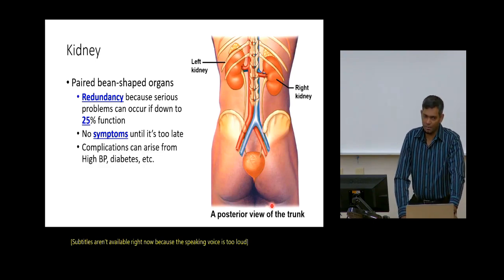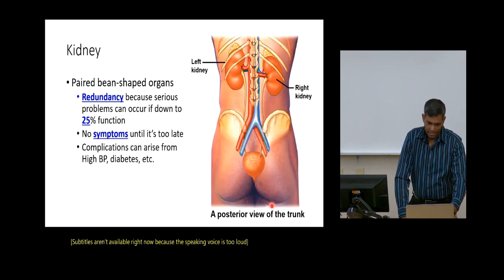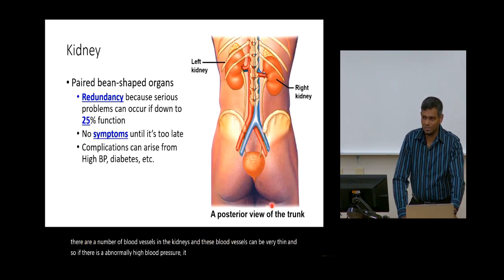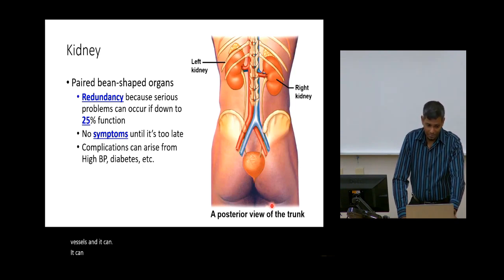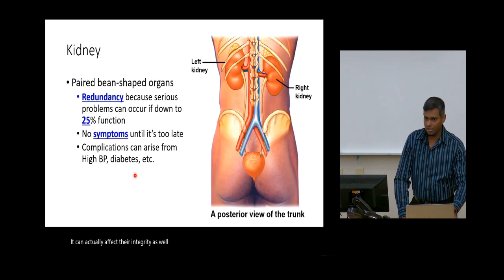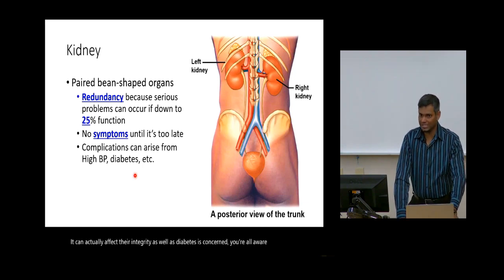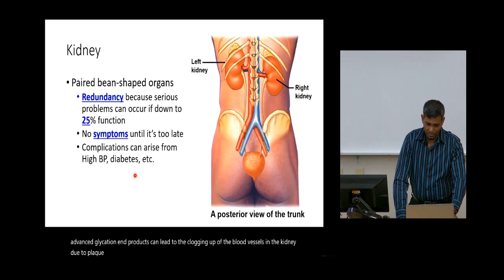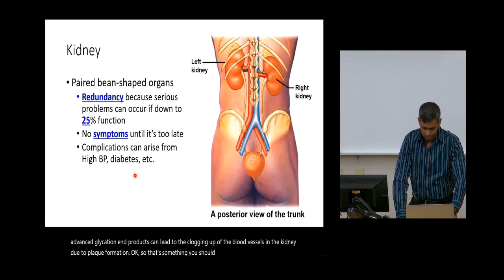So complications in the kidney can arise from high blood pressure, and we see that there are a number of blood vessels in the kidneys, and these blood vessels can be very thin, and so if there is abnormally high blood pressure, it can have an impact on those blood vessels, and it can actually affect their integrity. As far as diabetes is concerned, you're all aware of how advanced glycation end products can lead to the clogging up of the blood vessels in the kidney due to plaque formation. Okay, so that's something you should be familiar with.